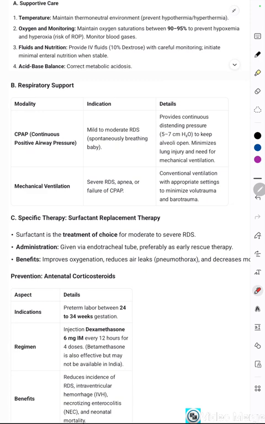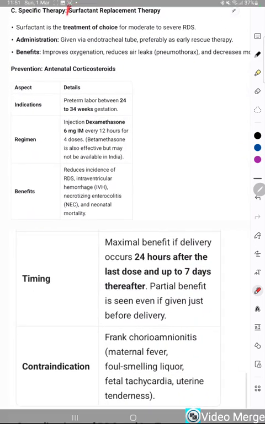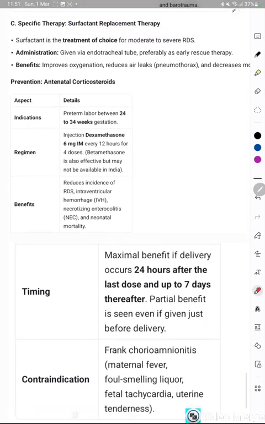It provides a continuous airway pressure of 5 to 7 centimeters of water to keep the alveoli distended or open. If it is not working, mechanical ventilation is used, to minimize volutrauma or pyrotrauma. The specific therapy that is provided is surfactant replacement therapy. In surfactant replacement therapy, artificial surfactants like Beractant or Lucinactant are given via endotracheal tube, and the benefits are it increases oxygenation and prevents atelectasis or collapse of the alveoli.